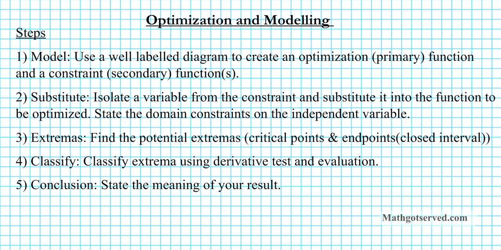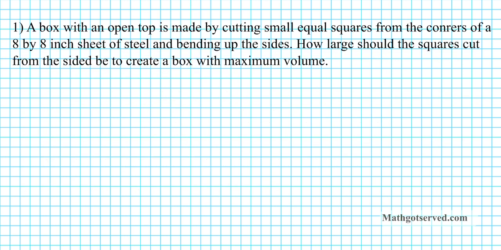And then lastly, we just state what our solutions mean. All right, so let's go ahead and take a look at the first example. It says a box with an open top is made by cutting small equal squares from the corners of an 8 by 8 inch sheet of steel and bending up the sides. So how large should the squares cut from the sides be to create a box with maximum volume? So in this problem, we are going to be maximizing the volume. Okay, so let's go ahead and do the parts.